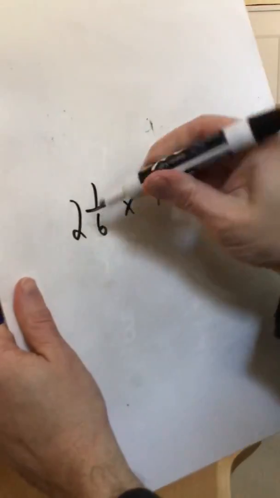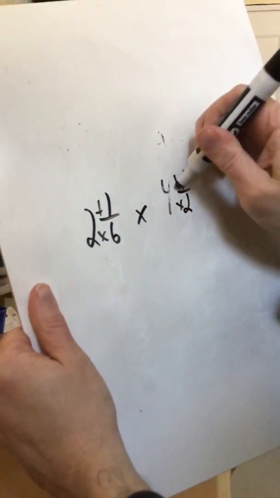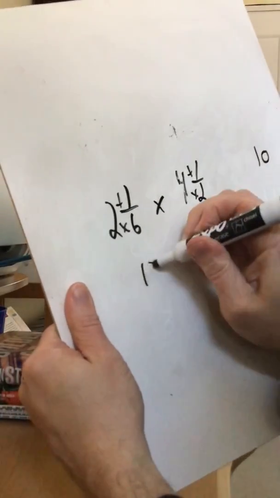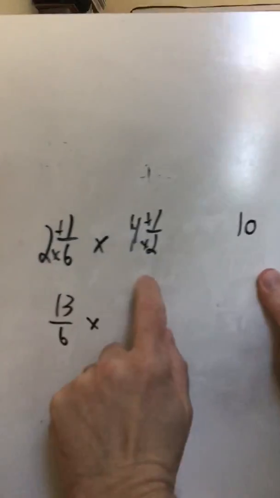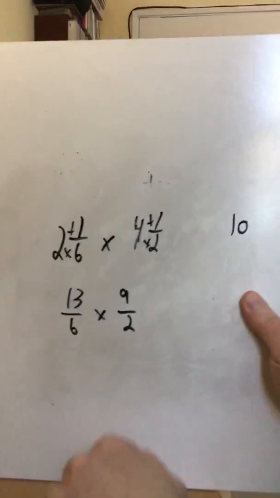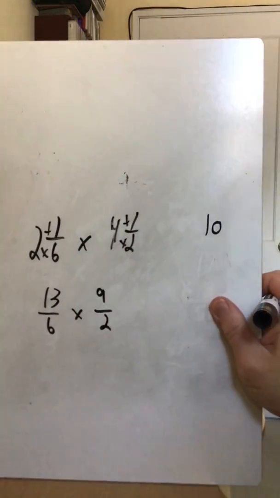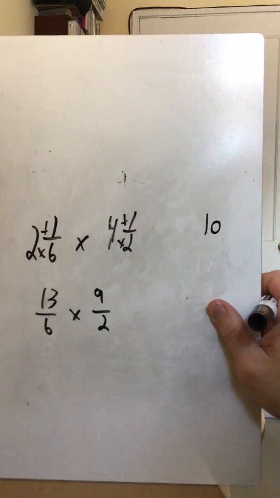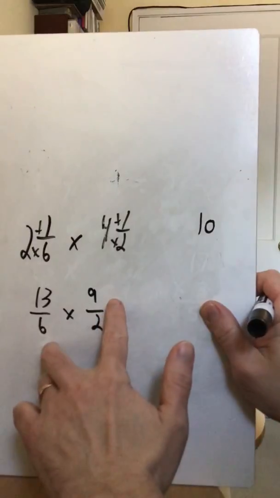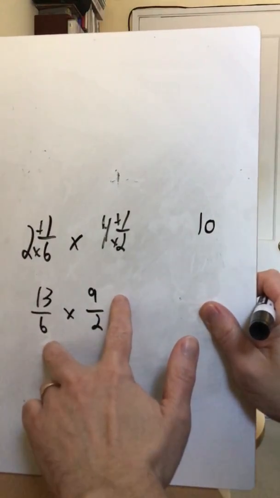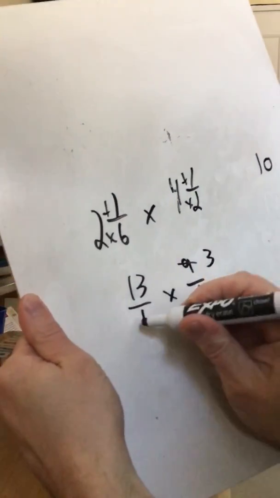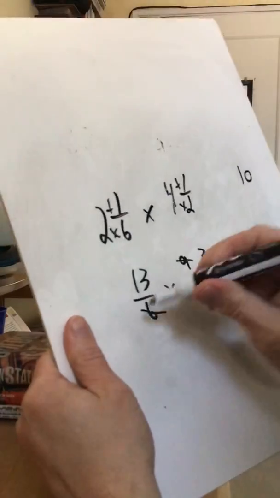Okay, so when I convert these two here, I get 6 times 2 plus 1, that's 13/6 times 2 times 4 plus 1, that's 9/2. Okay, 13/6 times 9/2. So what I'm going to do first is I'm going to look and see if there's any cross canceling I can do, because it's going to make my life easier at the end. I know 2 and 13 aren't going to work, but 6 and 9 both have a common factor of 3. So 9 divided by 3 is 3, and 6 divided by 3 is 2.